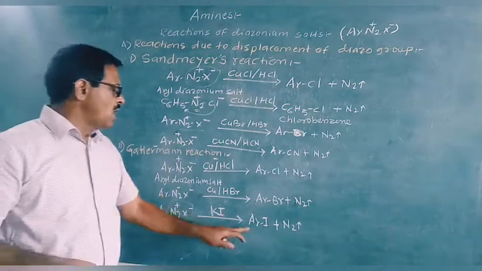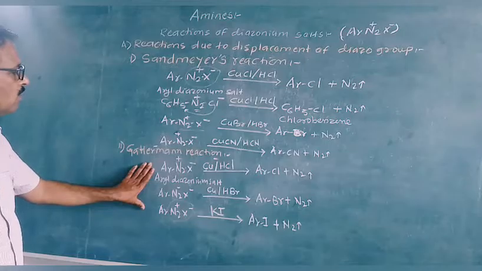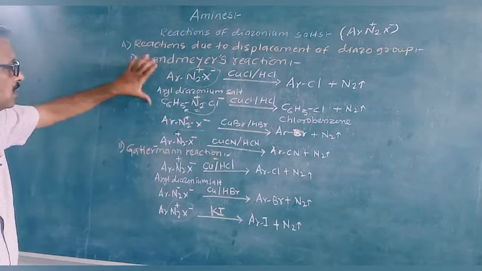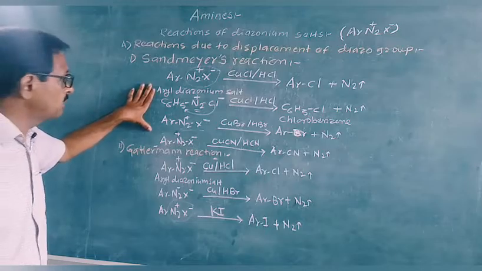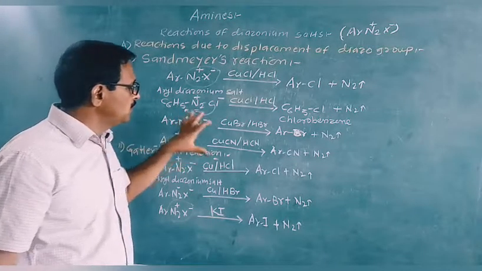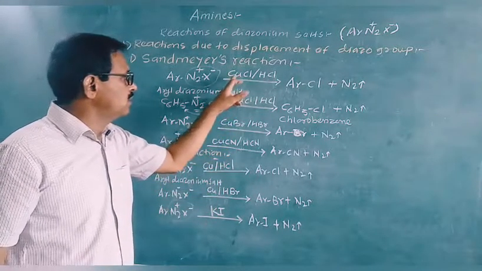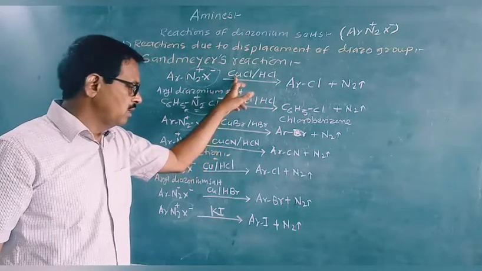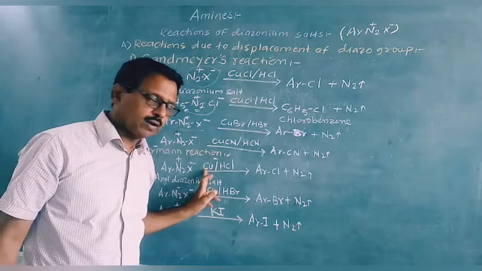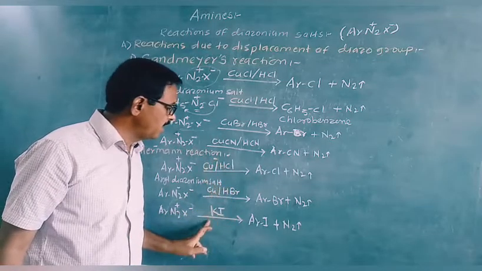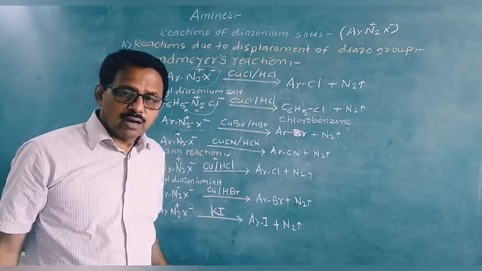This is iodine. Now these three are the examples of Gattermann reaction, and these three are the examples of Sandmeyer reaction. The difference in these two reactions is that here we have taken CuCl, and here instead of that CuCl we have taken copper powder, that is copper and HCl, copper and HBr and potassium iodide.